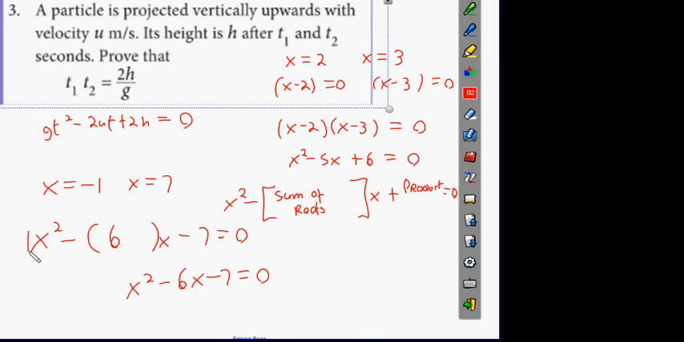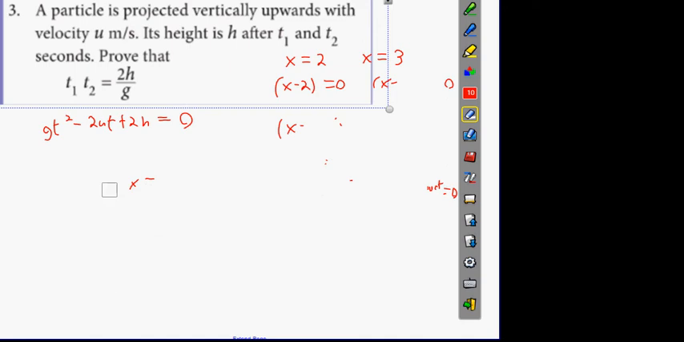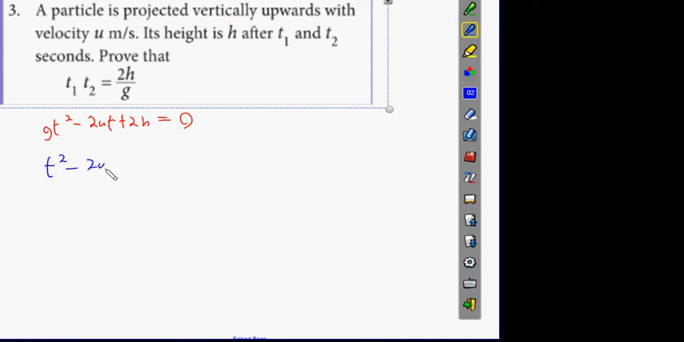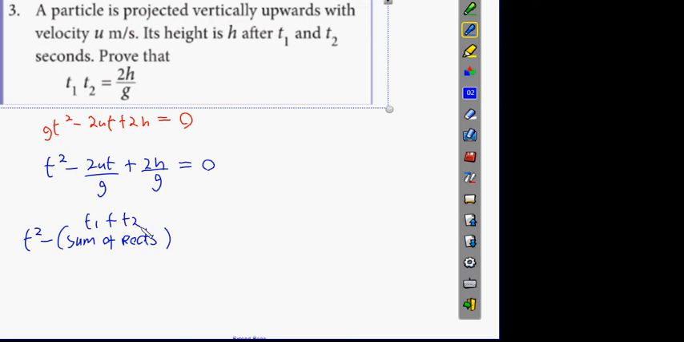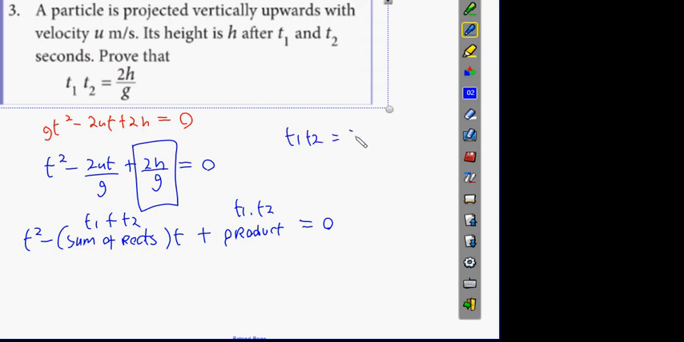I am now going to adjust my equation here so that it meets the same criteria. To meet the same criteria, what we're going to say is that t squared minus 2ut over g plus 2h all over g. T squared minus sum of roots. Now what do I mean by sum of roots? Sum of roots is t1 plus t2, or your two x values added together, times t, plus product of roots. Now what's the product of the roots, lads? T1 multiplied by T2. And what is the product here? Hence T1 by T2 is 2h all over g.